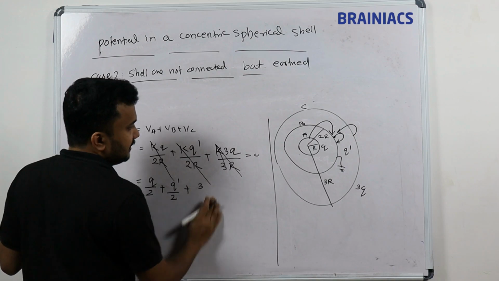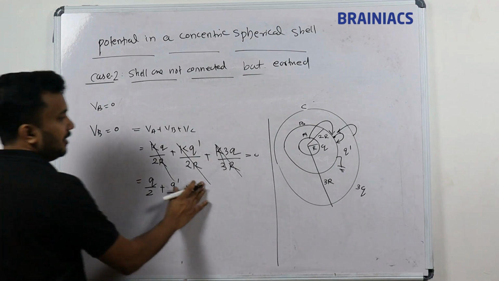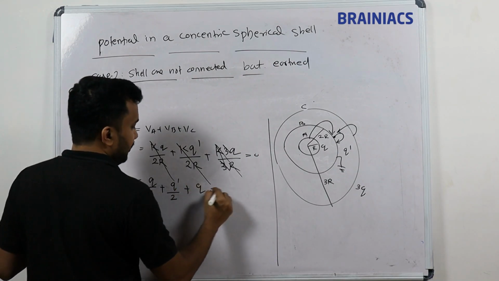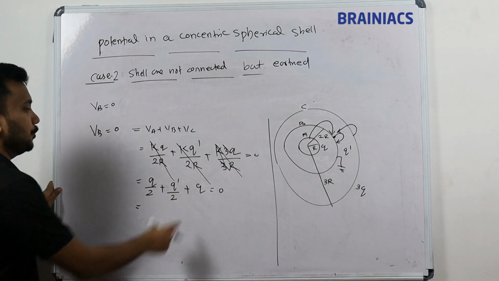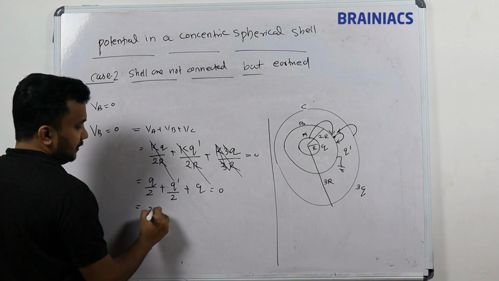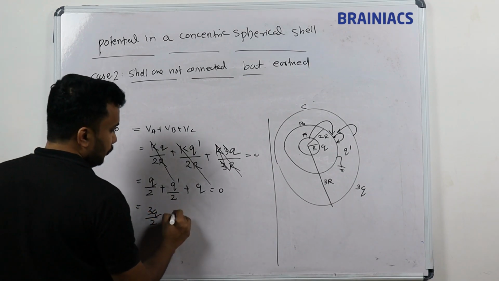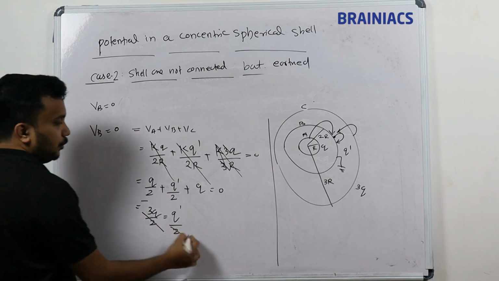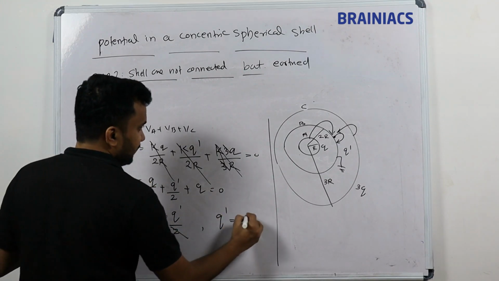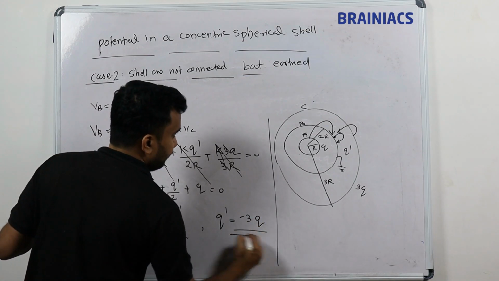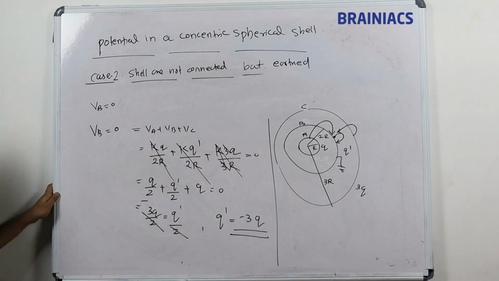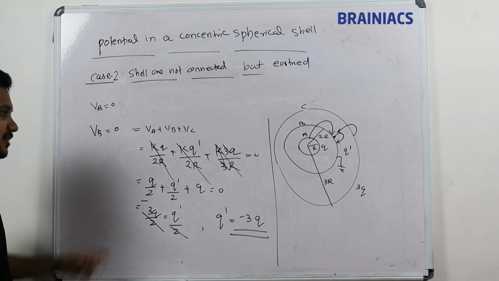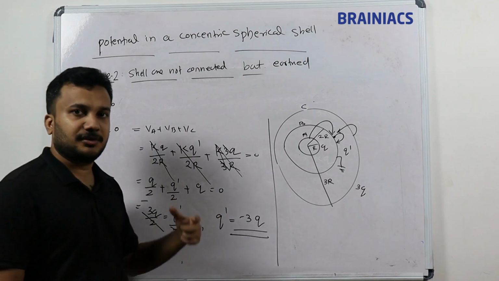Then K by R cancels, so 3Q by 3R, and 3 and 3 also get cancelled. So we have Q plus Q by 2, which I can say is 3Q by 2, equal to minus Q dash divided by 2. The 2 and 2 get cancelled, so Q dash is equal to minus 3Q. I got the value. This is the model of questions which normally come.